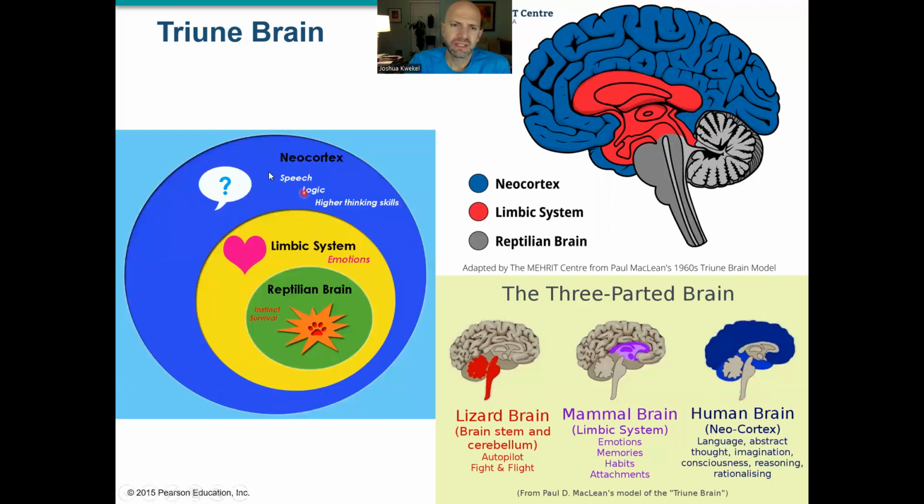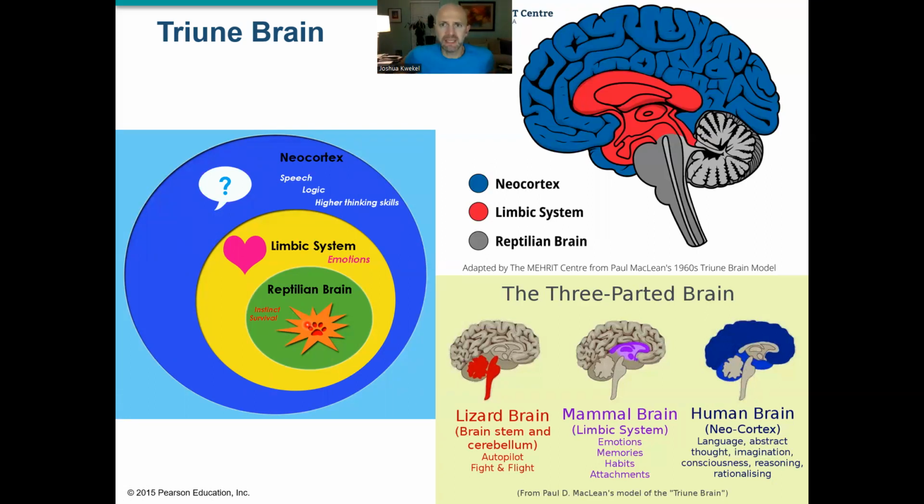So again, here are those three divisions: the reptilian, instinct and survival. So stay alive, homeostasis, eat, drink, sleep, have sex, find a sex partner, propagate the species in that regard. Then the emotional limbic system, and the neocortex is kind of abstract thought, language, and higher thinking skills.